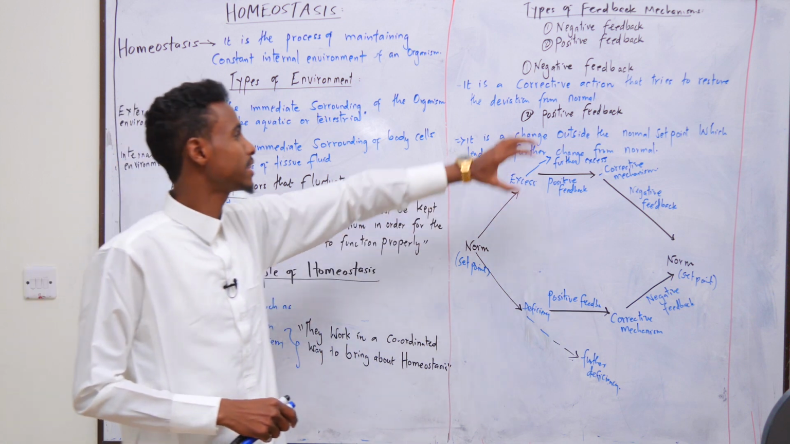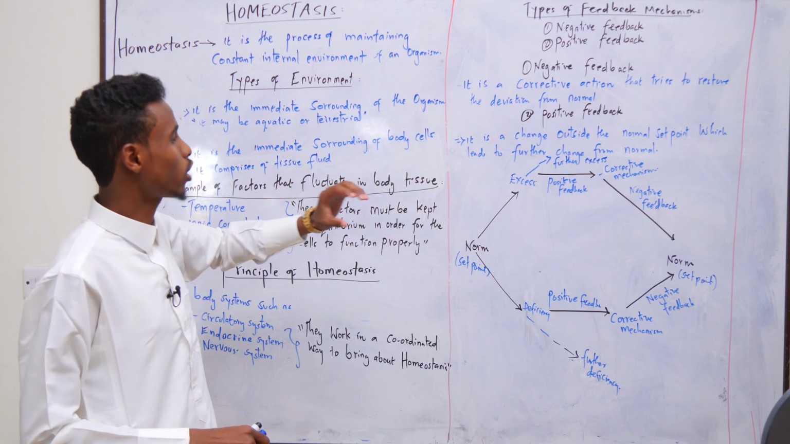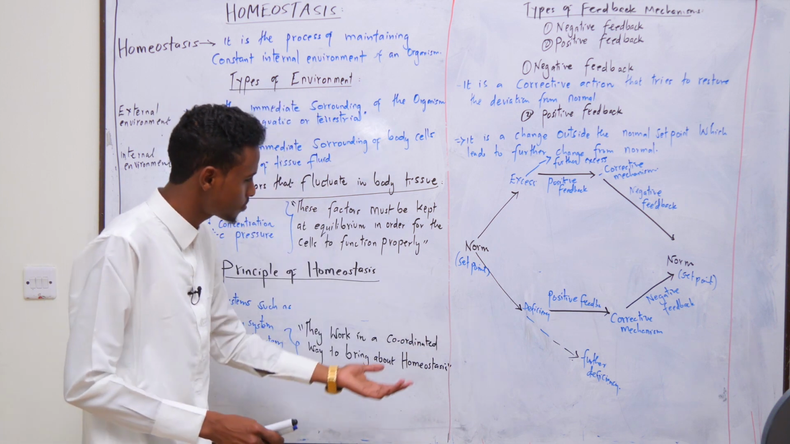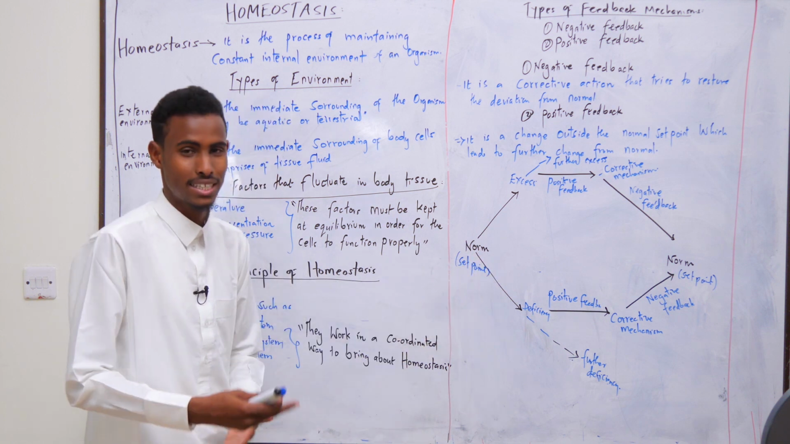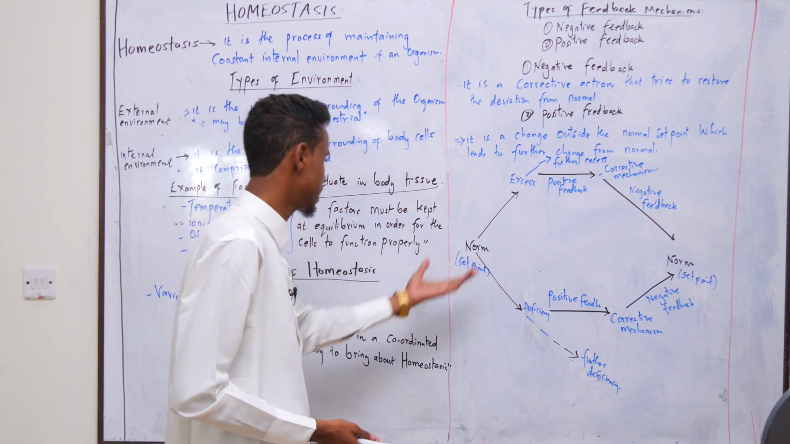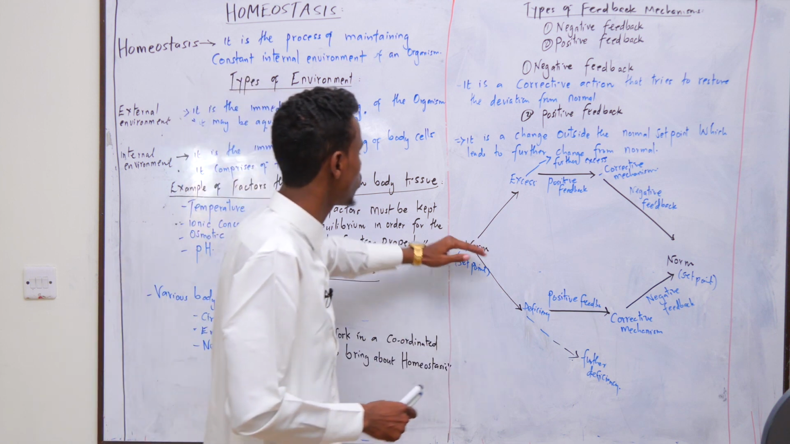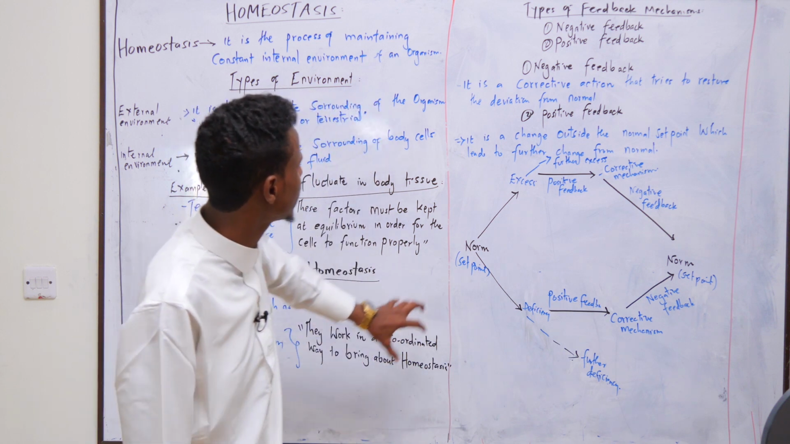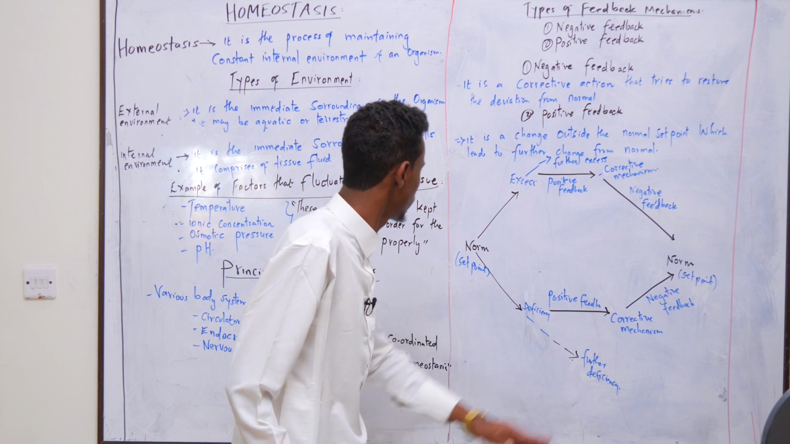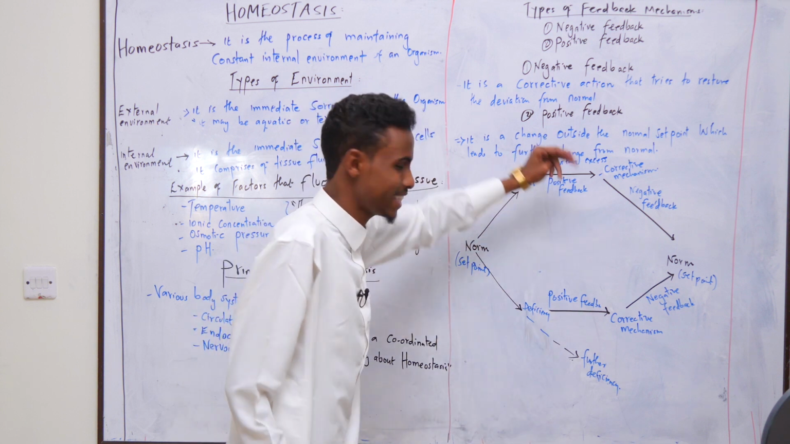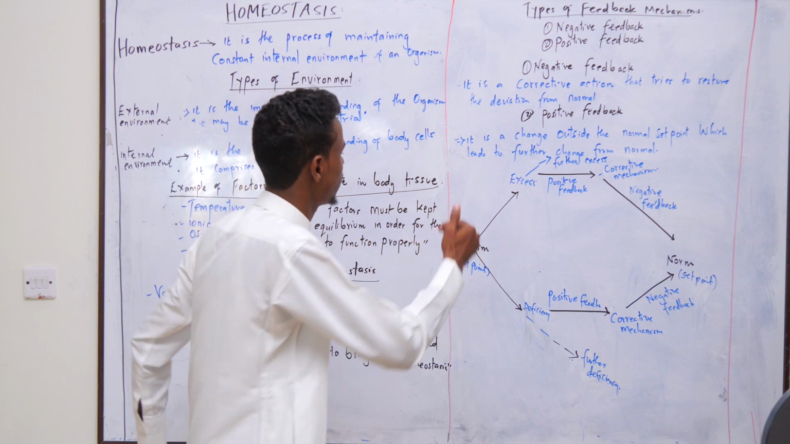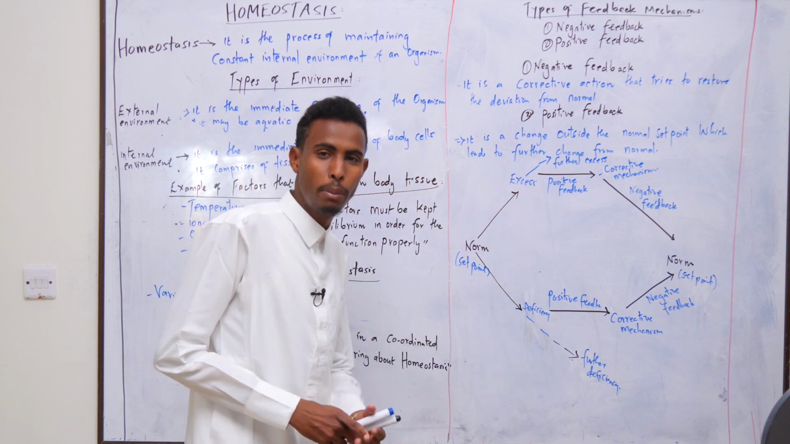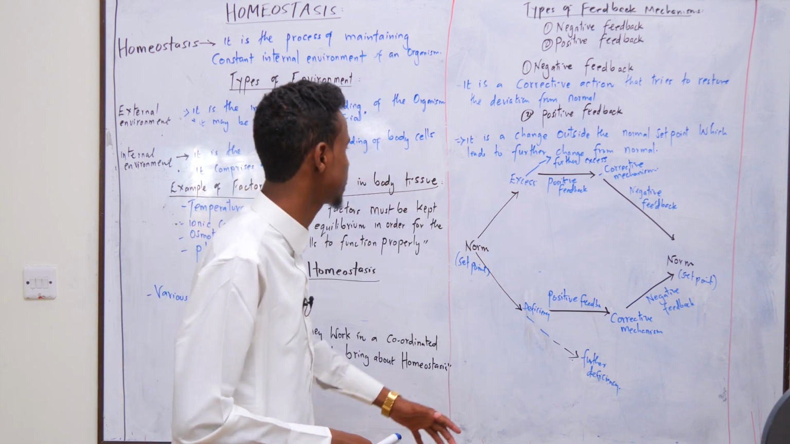Now class, what you say that the negative feedback is a corrective action that tries to restore the deviation from the normal. For instance, we can see that this is the normal set point for a certain factor. For instance, let's say a factor like temperature. Now we can see that there is a deviation from the normal, which is excess. For instance, let's say higher temperature. Now, the body responds to this by carrying out a corrective mechanism known as the negative feedback.